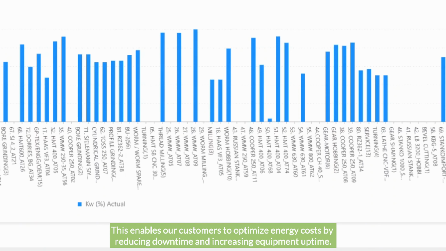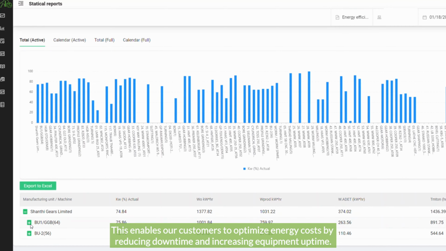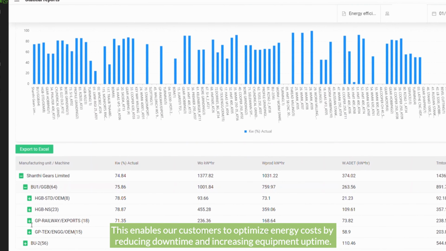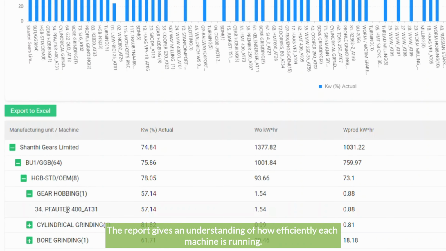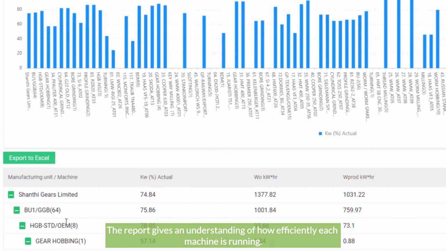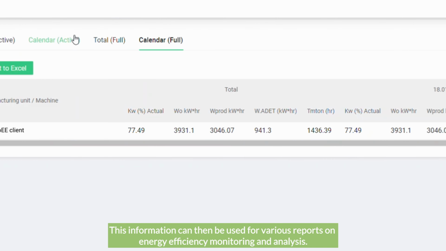This enables our customers to optimize energy costs by reducing downtime and increasing equipment uptime. The report gives an understanding of how efficiently each machine is running. This information can then be used for various reports on energy efficiency monitoring and analysis.